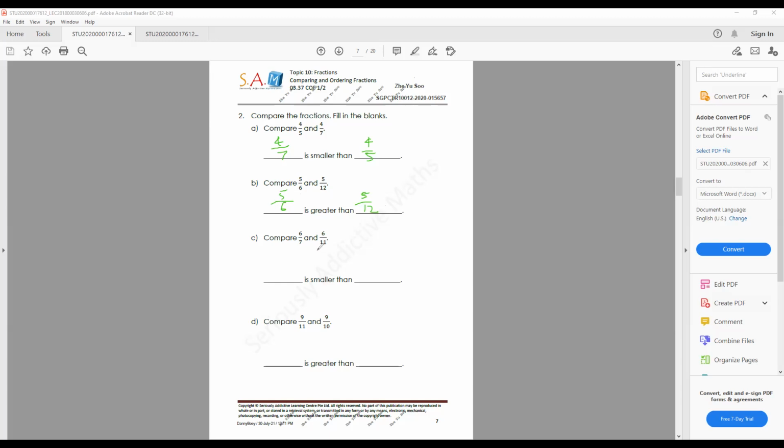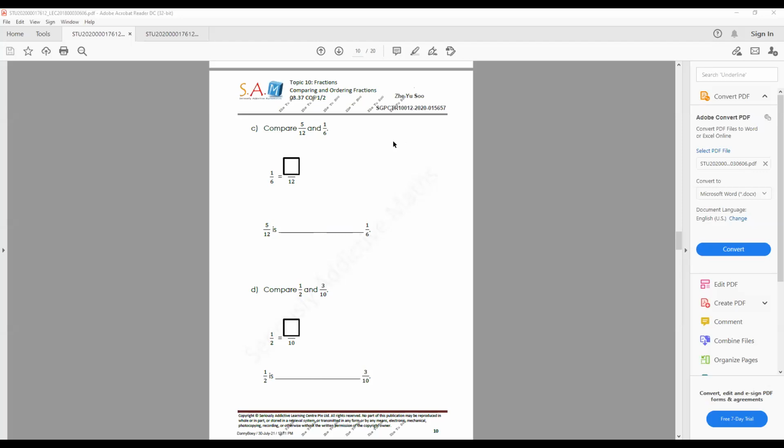The answers for C: we're looking for the smaller fraction. So that'll be 6 out of 11. It's smaller than 6 out of 7. Now over here, we're looking for the greater one. The smaller the denominator, the greater it is. So 9 out of 10 is greater than 9 out of 11. Did you get the answers correct? Hope you did. Let's move on to the next practice.